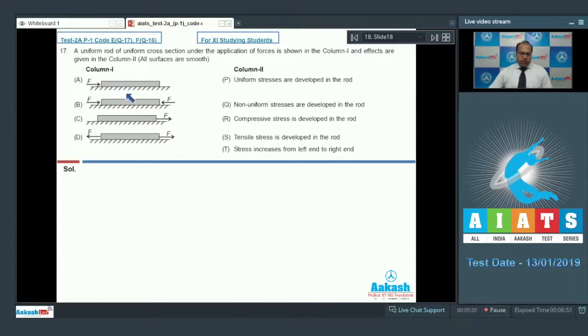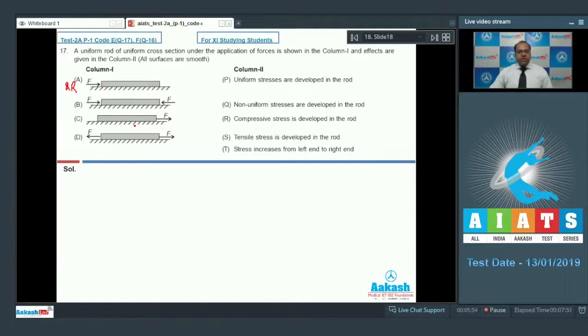If I see the cross section at different positions, then the force at the cross sections will be different, and if the force is different, then we can say that non-uniform stress is developed in the rod. So the correct matching for entry A will be Q, and since the force is compressive in nature, it also matches R. T is stress increases from left end to right end. In this case, the stress is more at the left end and less at the right end because the cross section at the left experiences more compressive force. So the correct matching for entry A is Q, R.